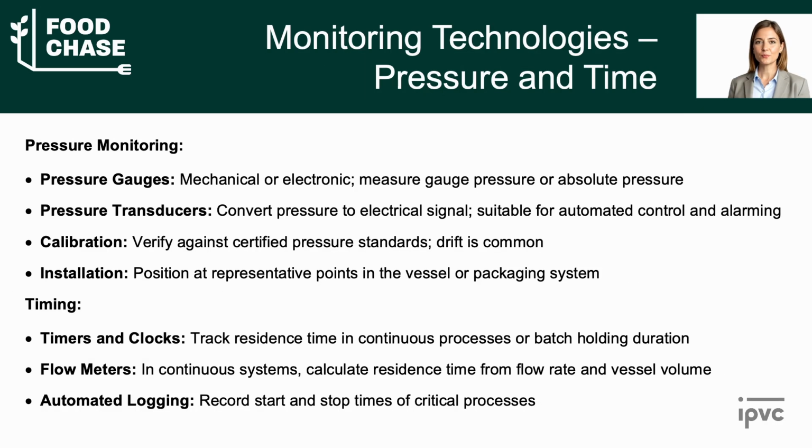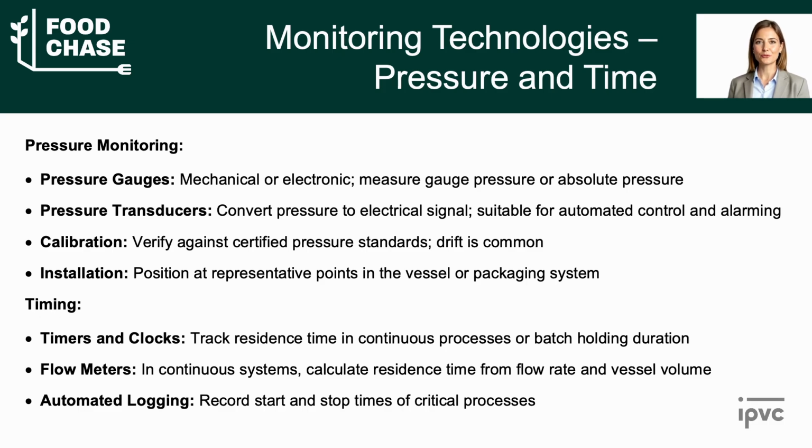For pressure, we use gauges or transducers. Gauges give us a visual reading but require manual recording. Transducers convert the pressure into an electrical signal that can be automatically logged and displayed on a control system. Like temperature sensors, pressure instruments must be calibrated against a certified standard. Many pressure systems have a tendency to drift over time, especially if they are exposed to frequent pressure spikes or vibration. For timing, we rely on timers and clocks.